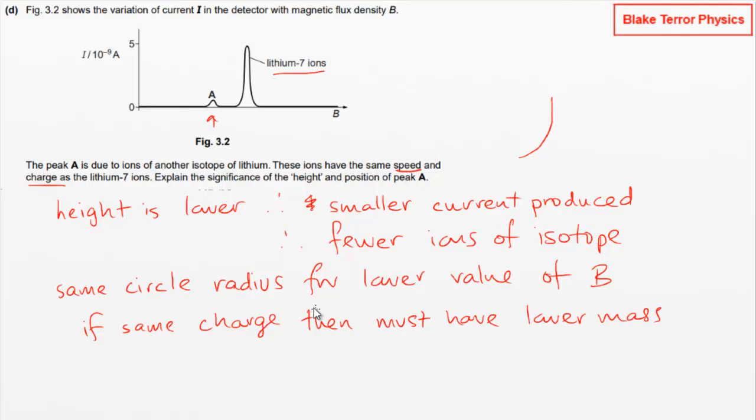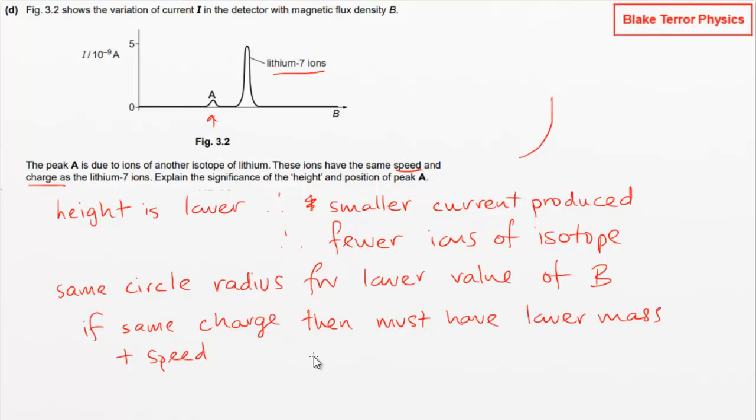So I suppose I should have said that here: must have same charge and speed. They must have lower mass. Because if they were moving at a different speed, then that would be another thing that could change it. But it's the momentum, isn't it?